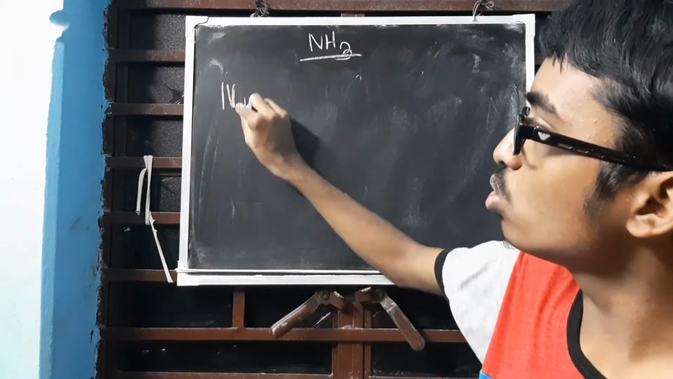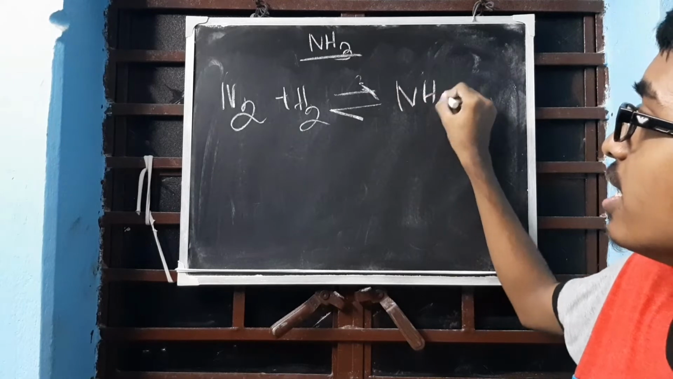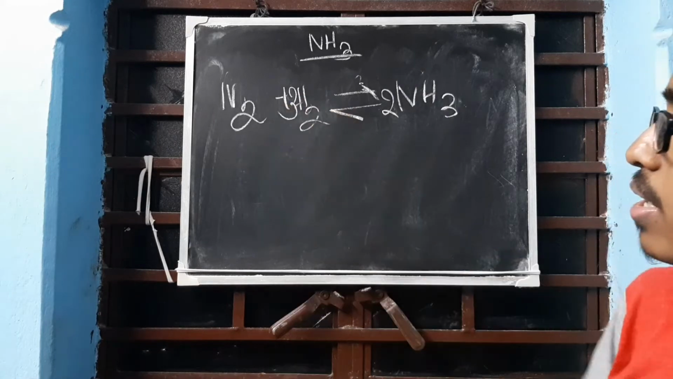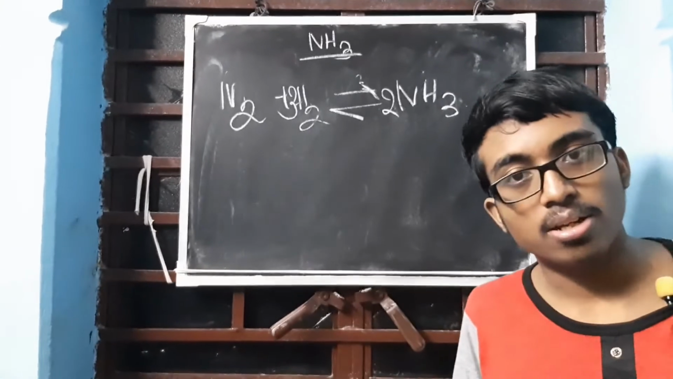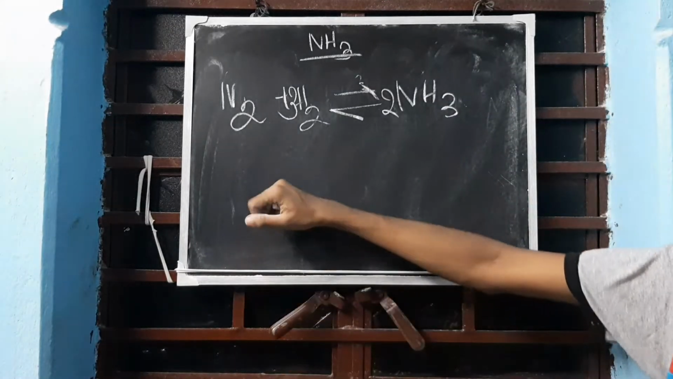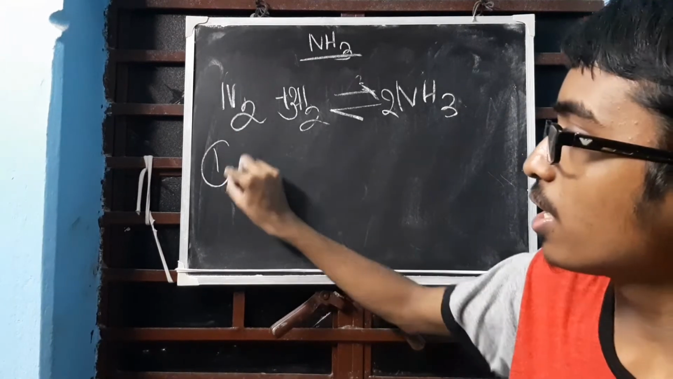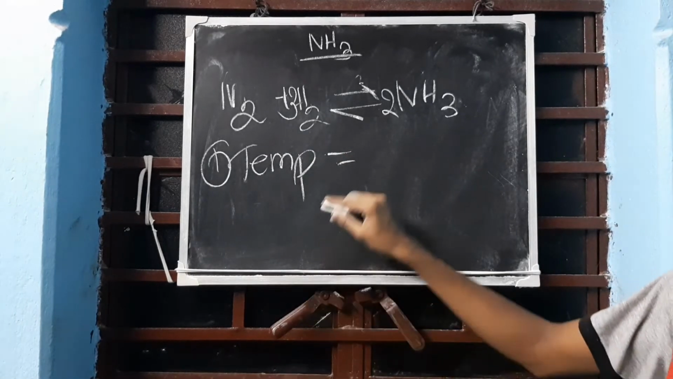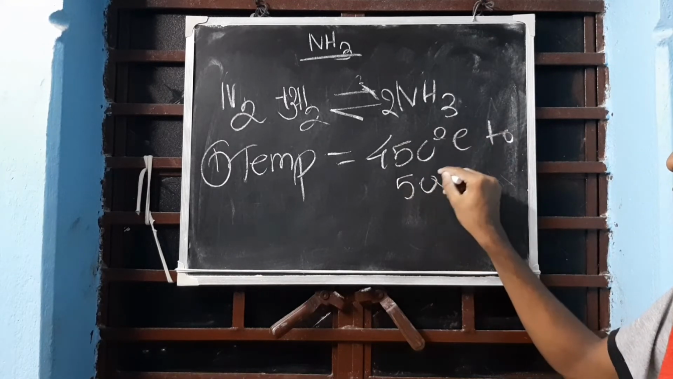That's a very easy reaction. N2 plus H2 forms NH3 in a reversible reaction. Right? This reaction you have been learning. N2 plus 3H2 forms 2NH3. What is different in class 10? Yes, there is something different. That is conditions. You need to remember what conditions are needed. First condition, number 1, temperature. At what temperature will this reaction take place? 450 degrees Celsius to 500 degrees Celsius.